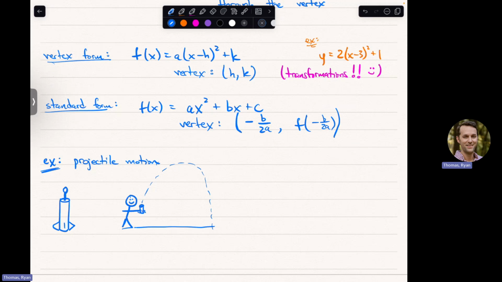I didn't draw that real well, but if we ignore things like wind and whatever, the path it follows through the air is modeled really well by a parabola. So we can use quadratic functions to describe the way something travels through the air. This changes a little bit if it has an engine, then that's a little bit different. But if we throw something up into the air, kick a ball, or drop something off a building or whatever, then we can use a parabola, a quadratic function, to model that.